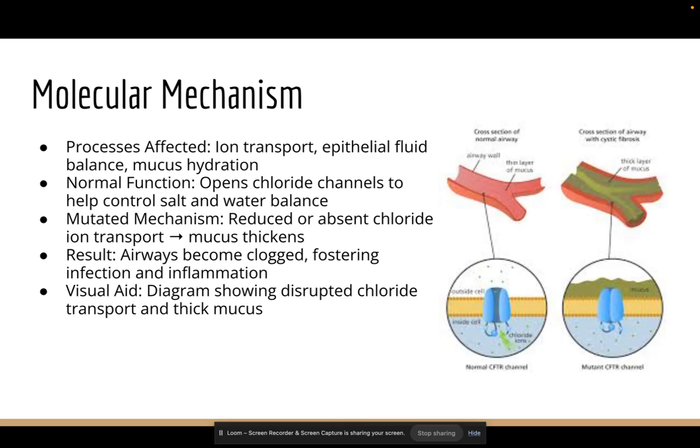Here's how the disease works on a cellular level. Without functional CFTR, chloride and water can't exit the cell properly. This results in dehydrated, sticky mucus that clogs airways and traps bacteria, leading to chronic infections and inflammation. This illustration contrasts normal chloride flow and disrupted CFTR activity. You can clearly see how defective ion transport leads to mucus buildup.